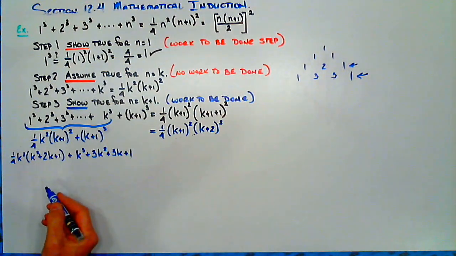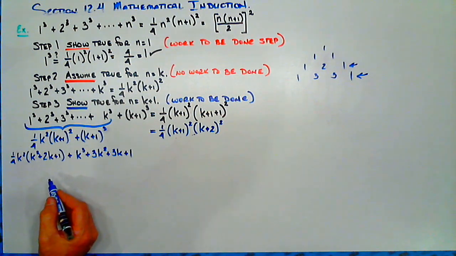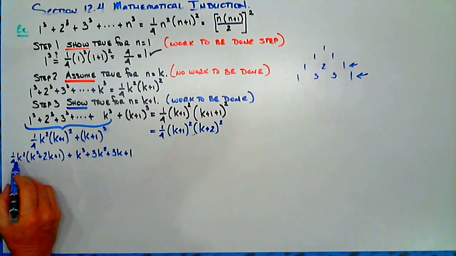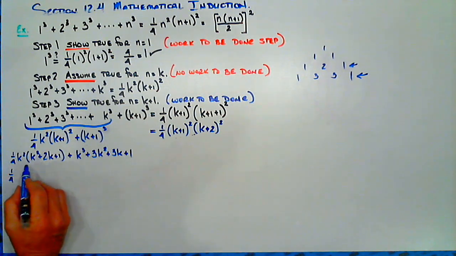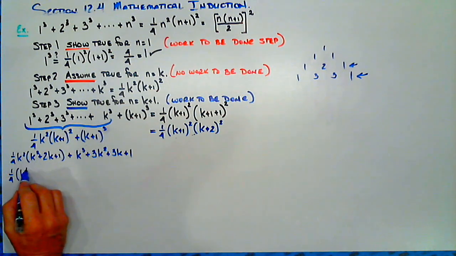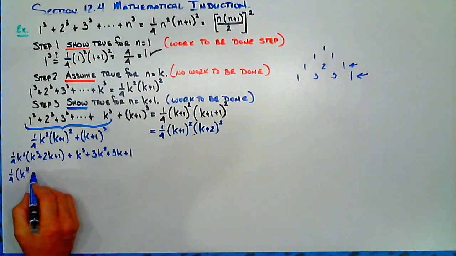Now, what does this look like? Well, let's keep multiplying and see what we get. I'm going to leave the 1/4 out here just for a second longer. What's k squared times k squared? That's k to the 4th, isn't it? What's k squared times 2k?